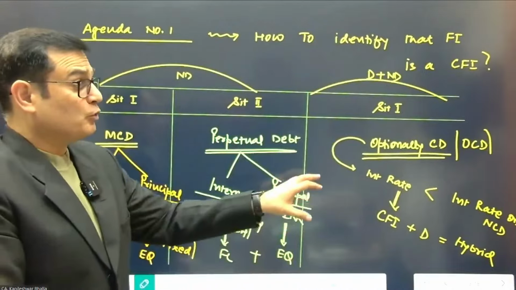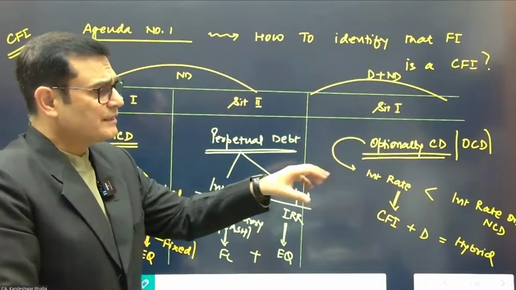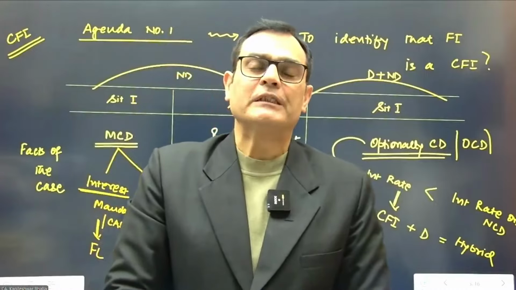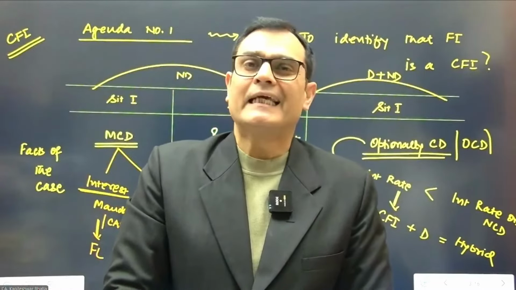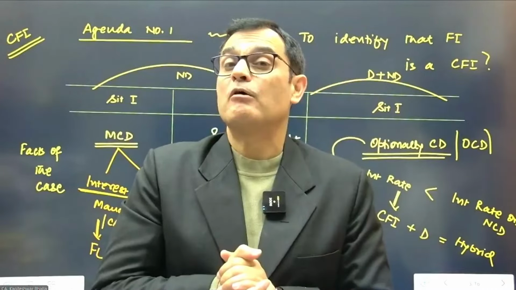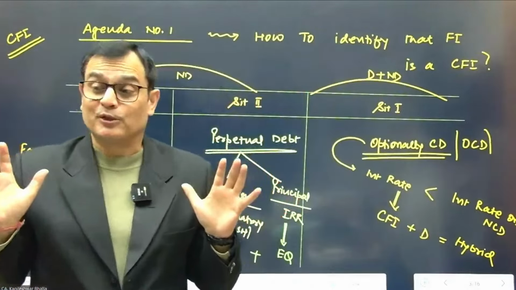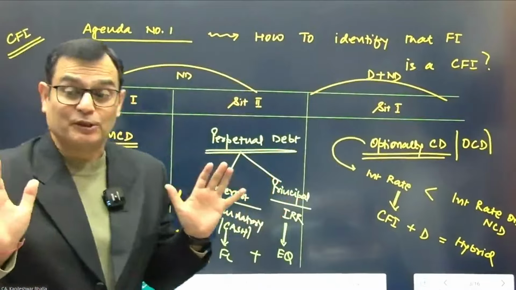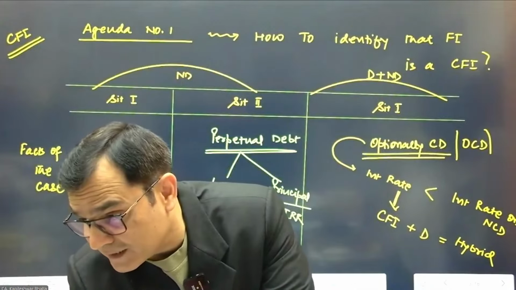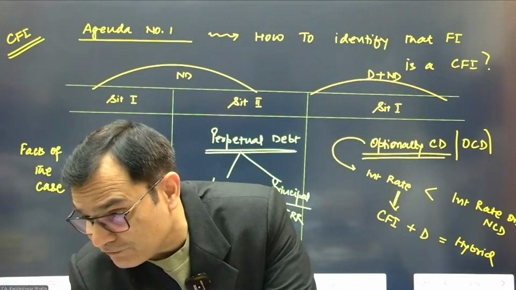Because the coupon rate on the optionally convertible debenture is going to be less as compared to non-convertible, there is definitely a presence of equity making it a CFI, and the presence of the option to convert makes it a case of a hybrid compound financial instrument. I hope, friends, I'm absolutely clear on my thoughts so far. Let me see if there is anything coming in. I think I've got some wonderful answers coming in, and that's perfectly fine.